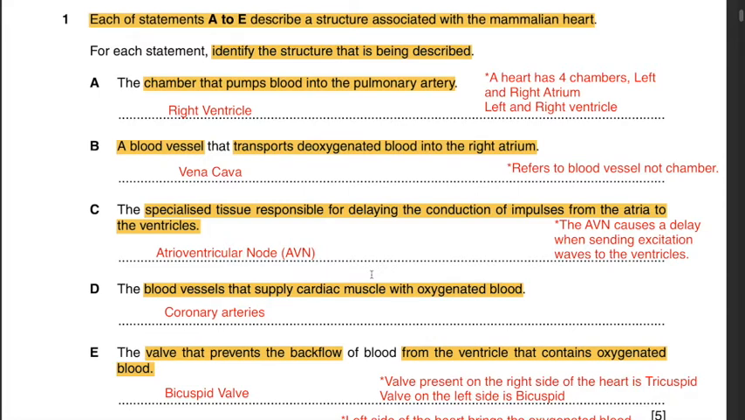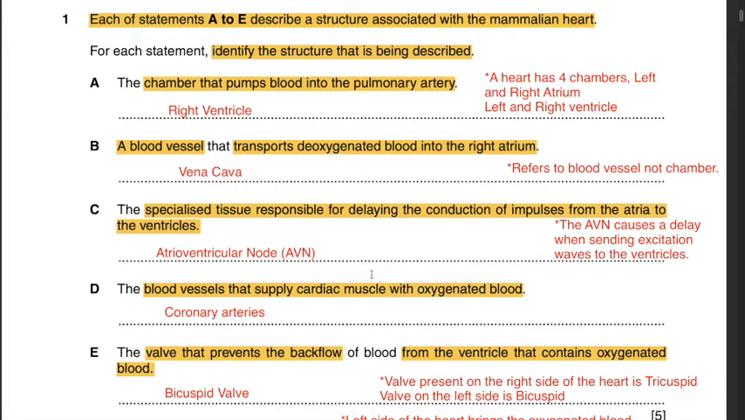Statement D. The blood vessels that supply cardiac muscle with oxygenated blood. This one, of course, should be the coronary arteries, as mostly the arteries carry the oxygenated blood, except the pulmonary artery when referring to the mammalian heart. Therefore, the blood vessels that supply cardiac muscle are the coronary arteries.